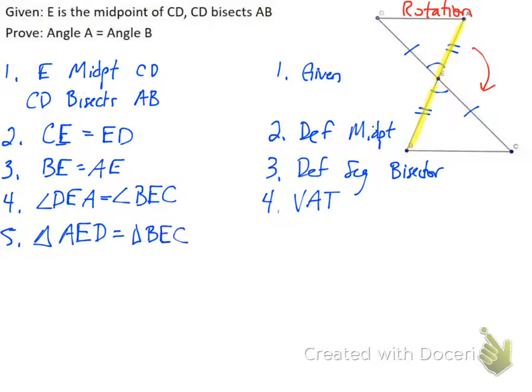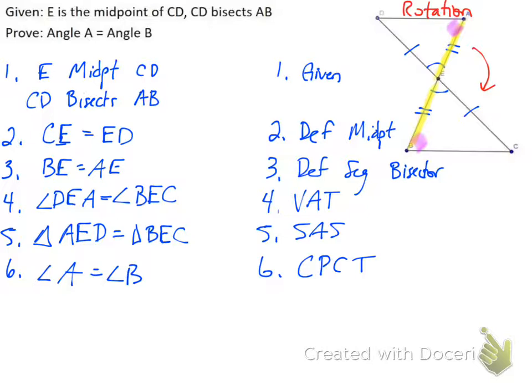Triangle BEC. Because A is going to correspond with B, E is going to correspond with E, and D is going to correspond with C. Now look at my picture. I've got two sides and an angle. It's going to be SAS. Then with the last step, again, I want to prove that angle A is equal to angle B. I know it because angle A and angle B are going to be corresponding parts of the triangles that I just proved congruent. Corresponding parts of congruent triangles.